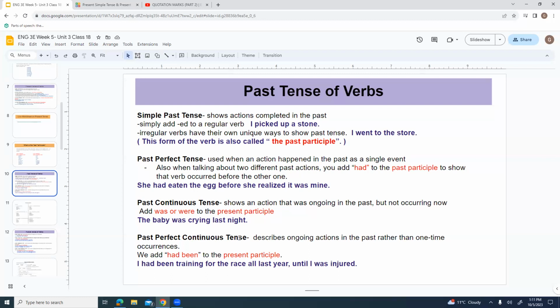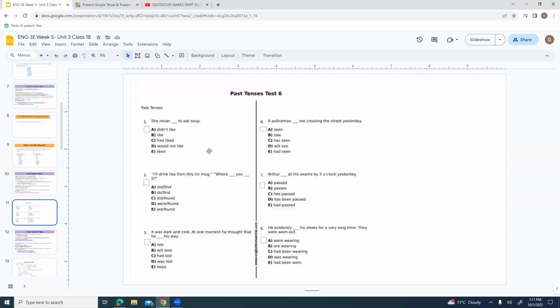Past perfect continuous tense. This one describes ongoing actions in the past rather than one-time occurrences. For those, we add had been to the present participle. So, for example, I had been training for the race all year until I was injured. Okay. So it was going on. And then often there's like a time one for that as well, because the continuous, right? Continuous is always kind of talking about time. So here's like a little mini one. Let me see if I can pull up.